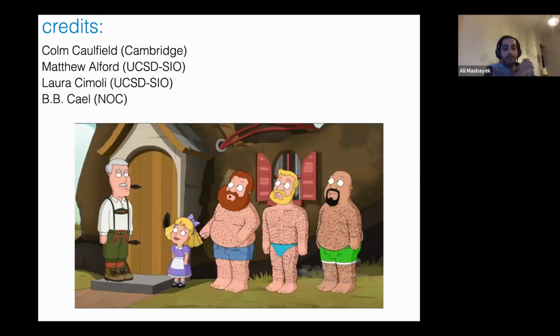I worked with Colin Caulfield and Matthew Alford on the parameterization part. Laura Chimoli has helped with implementing them in the global calculation, getting the boundary layer turbulence versus interior mixing, the last slide that I showed. And Bibi Kell at the National Oceanography Center in Southampton is helping me figure out how to connect the microscale physics of turbulence to the larger scale implications through statistical tools.